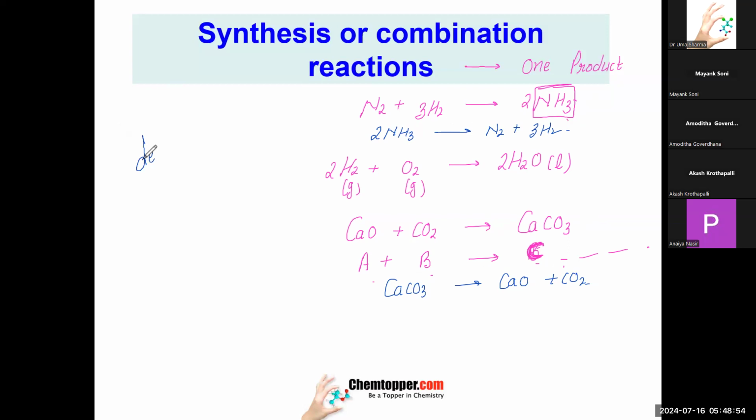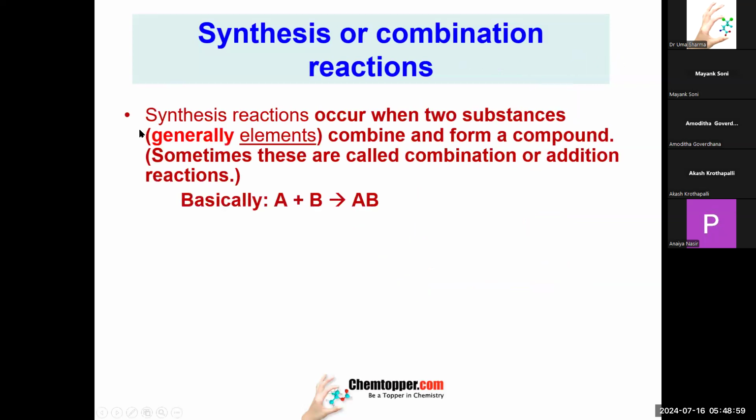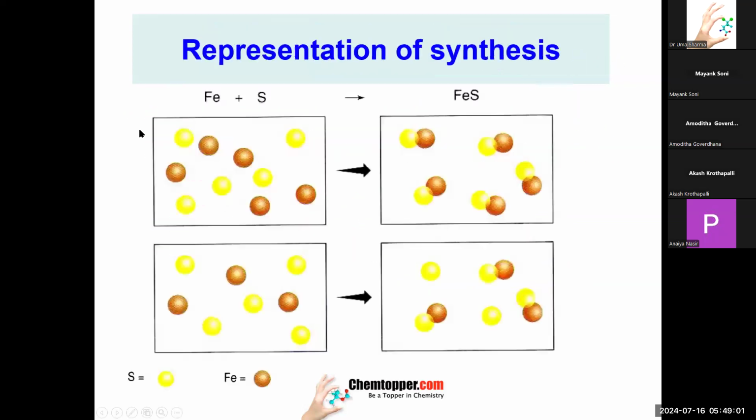okay, let me take you to the next slide and I'm going to teach you a few things which are very important. This is a representation of synthesis, right? Can you see how sulfur is represented by yellow color? Fe is here. This is before the reaction, and this one is after. This is called a representation of reaction.